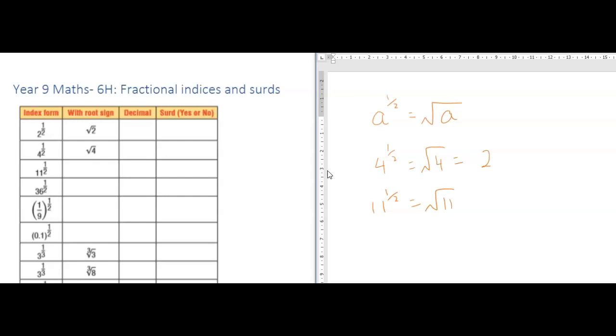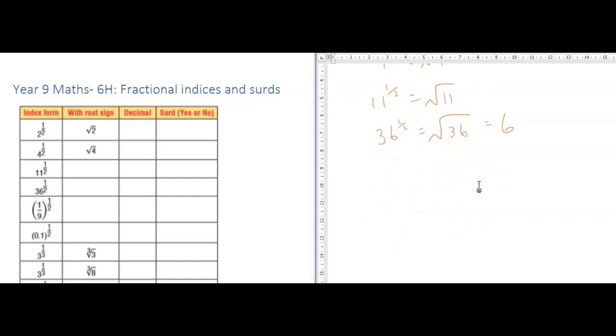Do you get a decimal? Yes, you do. So that's not a perfect square underneath the square root sign. And if we look at 36 to the power of a half, so the square root of 36, if you put that onto your calculator, you would get 6. So it's not a surd because you get a whole number.